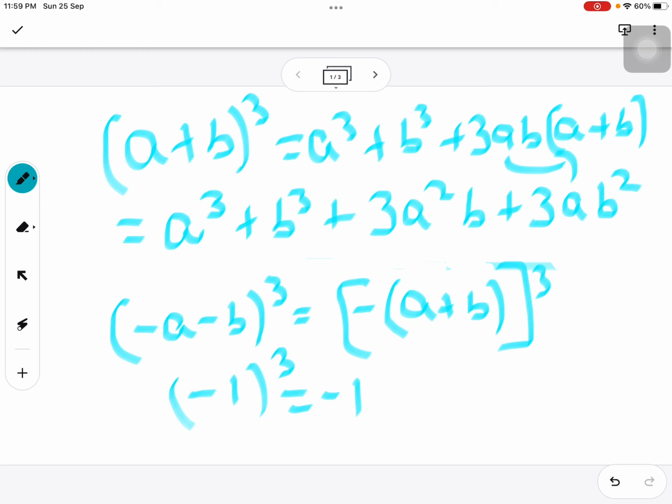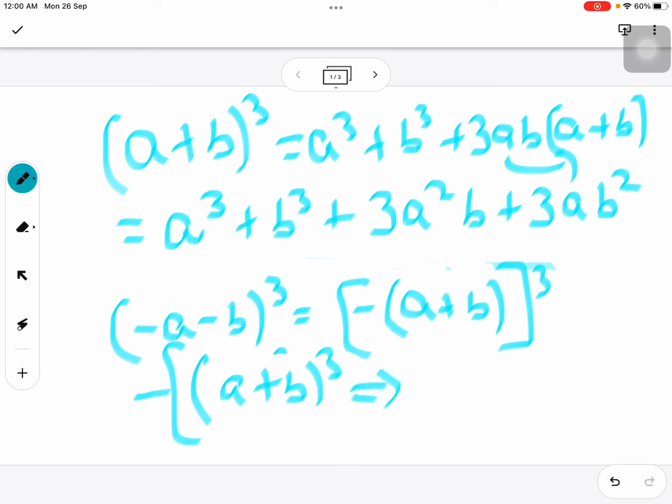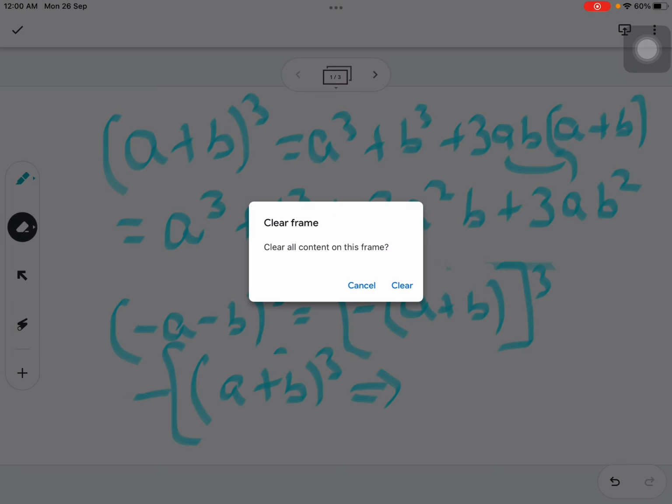So we will have a minus sign preceding this, and then you have your a plus b whole cube. As usual, you expand it. Okay, that is a cube plus b cube plus 3ab into a plus b, or 3a square b plus 3ab square. That way you can do it. Okay, let's look at the next identity.